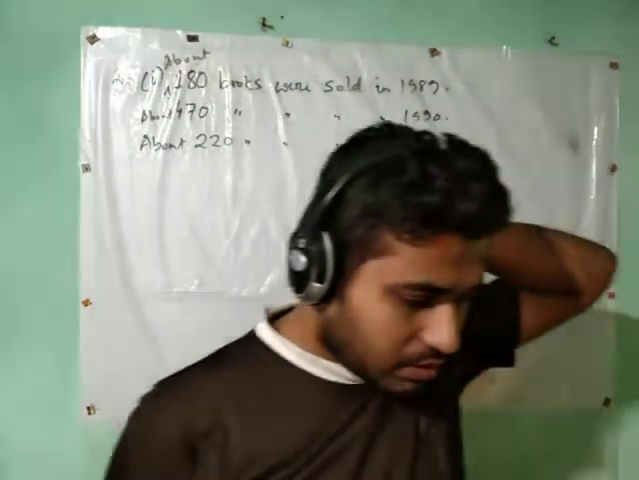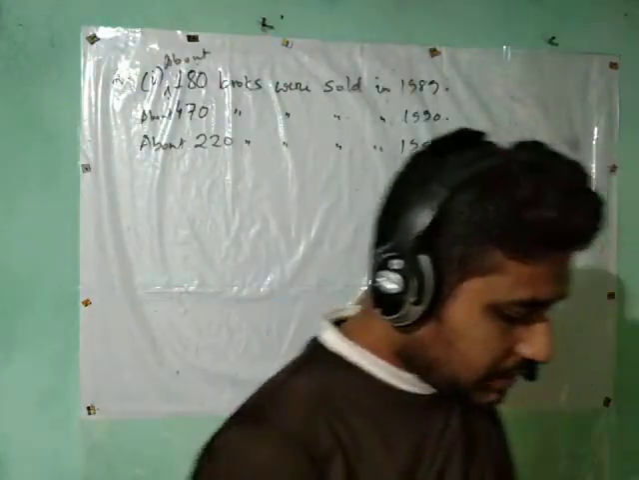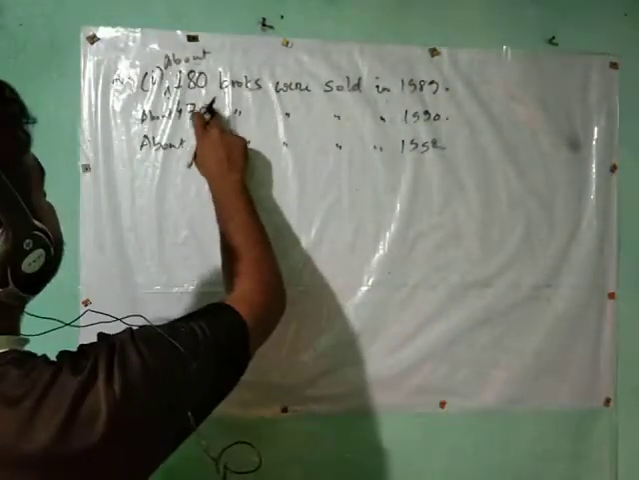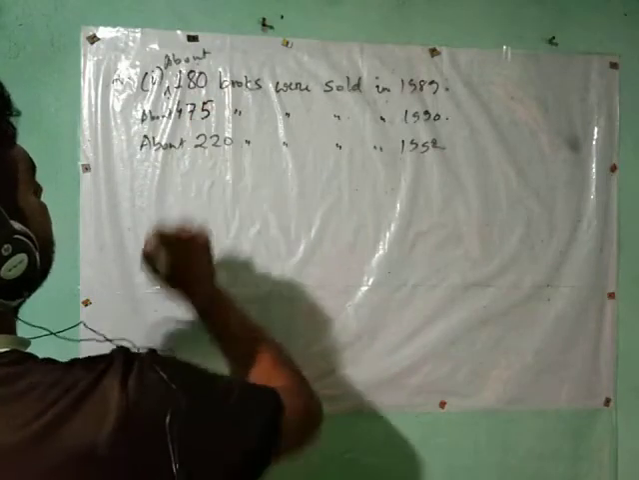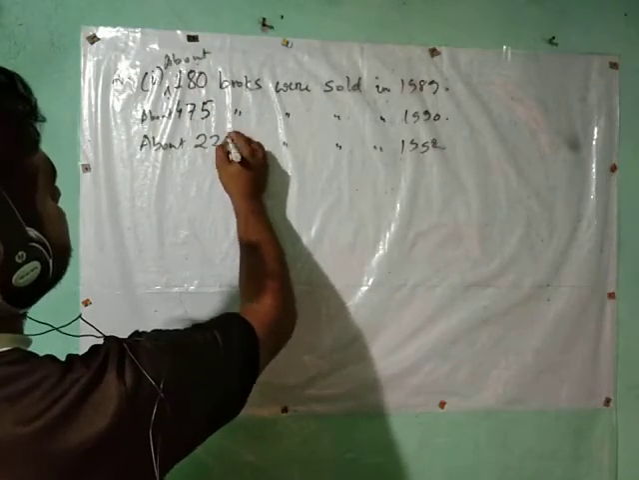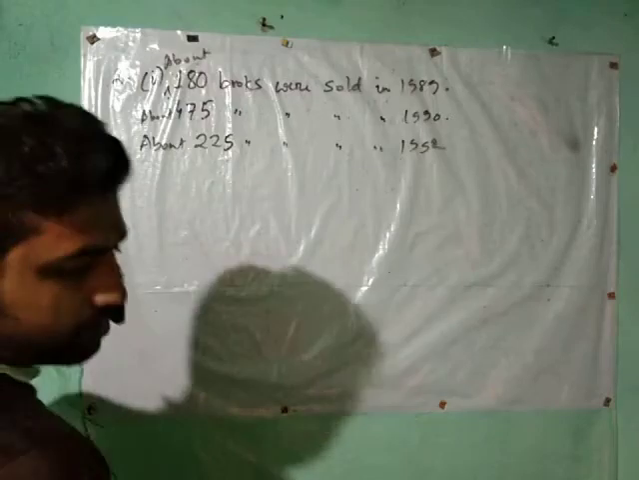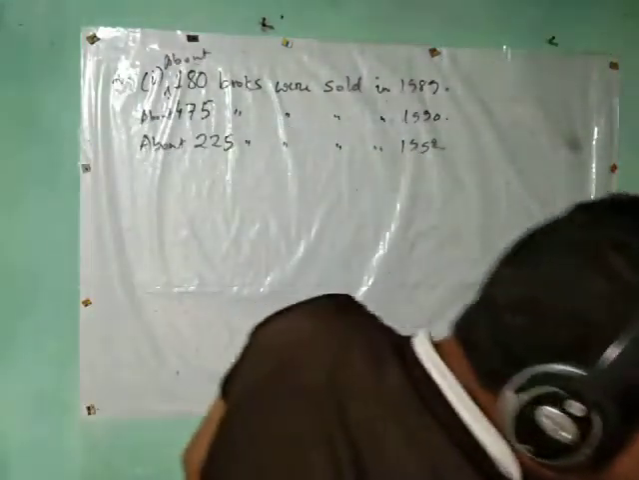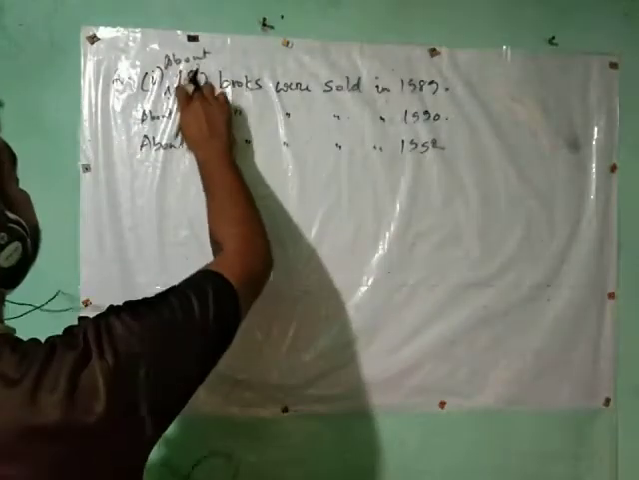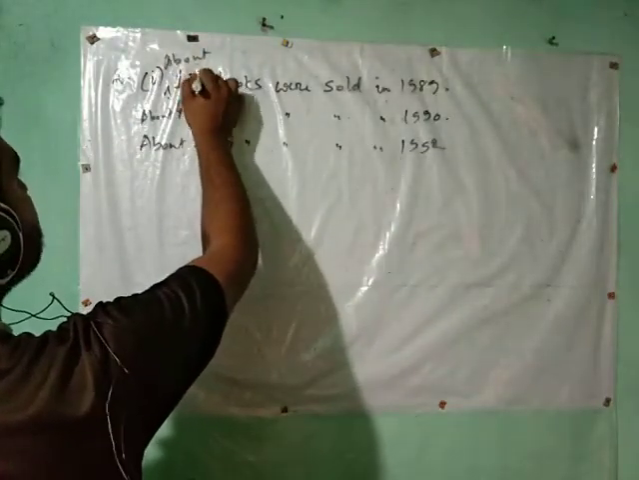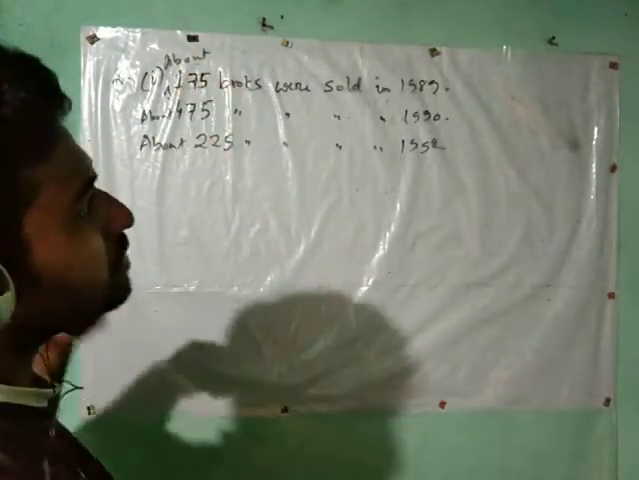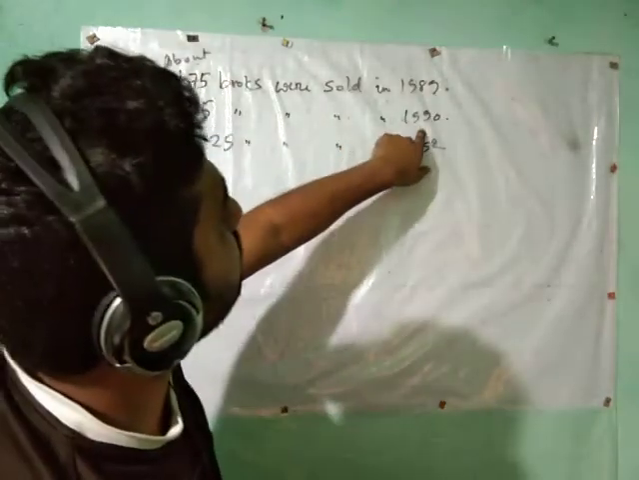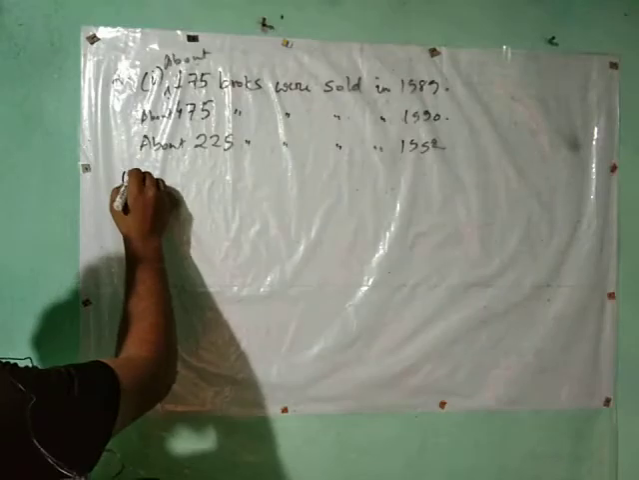This is also a very easy question. That means this one was considered as not 470, it is 475. It is not 220, it was 225. Understood or not? They might have considered it as 175. You can find that by looking at the question, it doesn't just become known like that. So in which year 475? 1990. Your answer would be what?